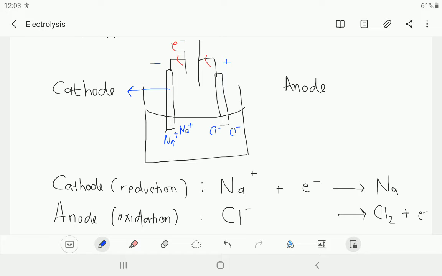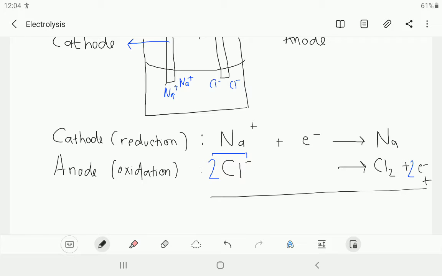If you want to make it balanced, you balance the number of atoms by multiplying the Cl on the left by 2, and as a consequence, the charge on the left hand side is now 2-, so you have to multiply the electron by 2 so that both sides will have a charge of -2.